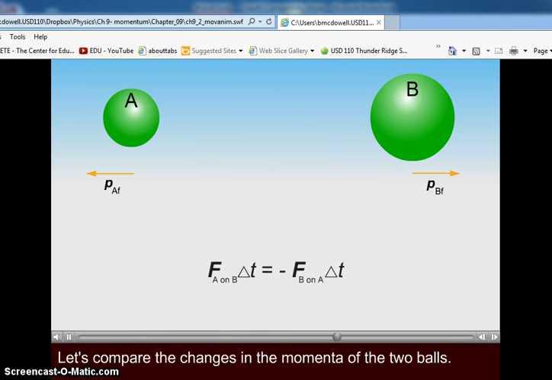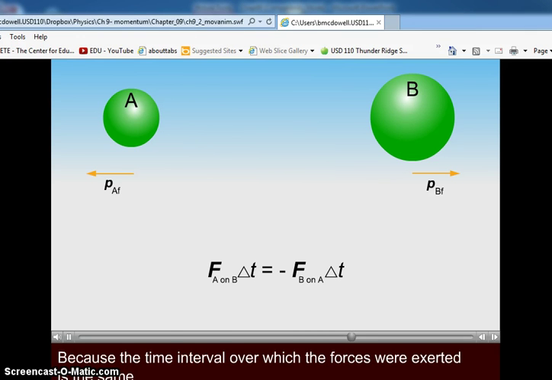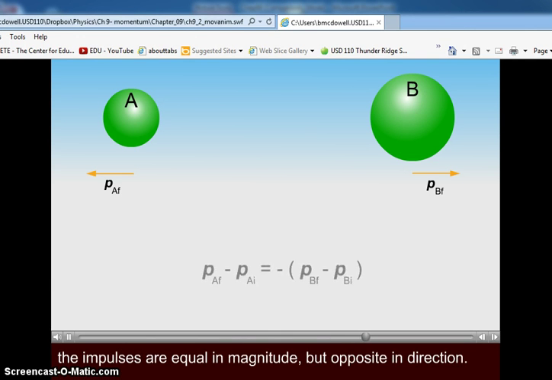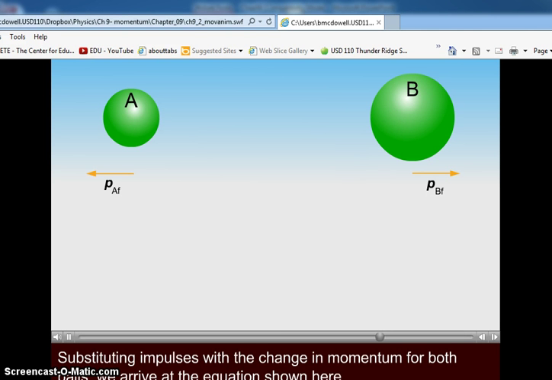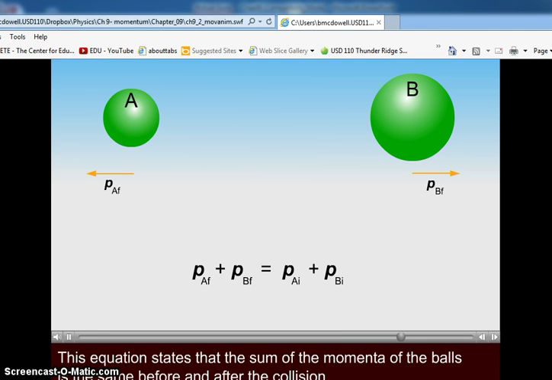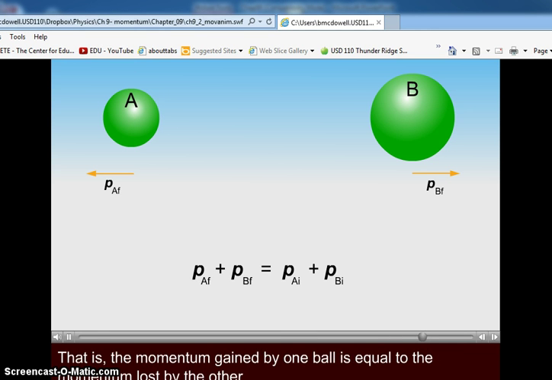Let's compare the changes in the momenta of the two balls. Because the time interval over which the forces were exerted is the same, the impulses are equal in magnitude, but opposite in direction. Substituting impulses with the change in momentum for both balls, we arrive at the equation shown here. This equation states that the sum of the momenta of the balls is the same before and after the collision. That is, the momentum gained by one ball is equal to the momentum lost by the other.